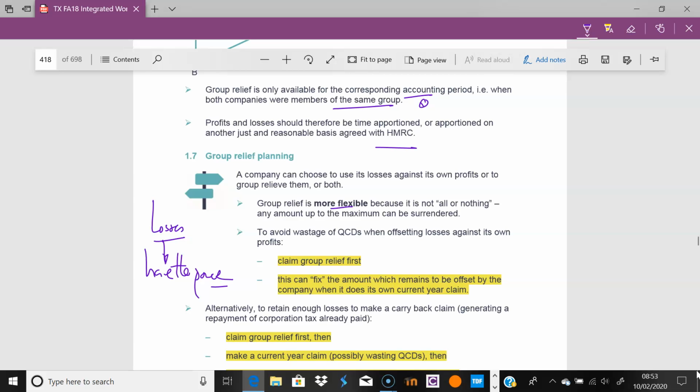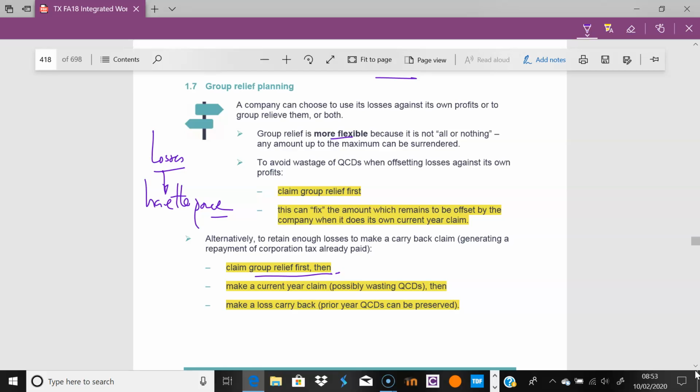For example, imagine you've made all these losses, and you have your own profits. Because you can give group relief first, you can make sure you have enough to fix what is remaining to be offset, so you can actually avoid the wastage of QCDs. Remember that if you use your losses in your year to carry back, you have to do current year and then carry back. This is your initial problem. If you do current year, you hit and lose your QCDs, and then you carry back, where you lose QCDs as well.